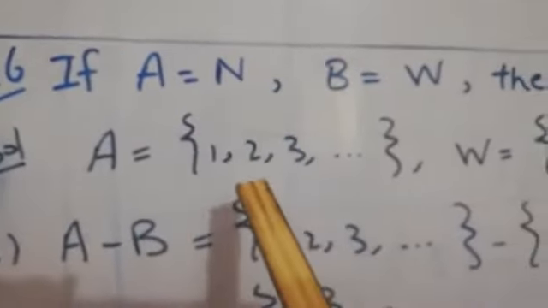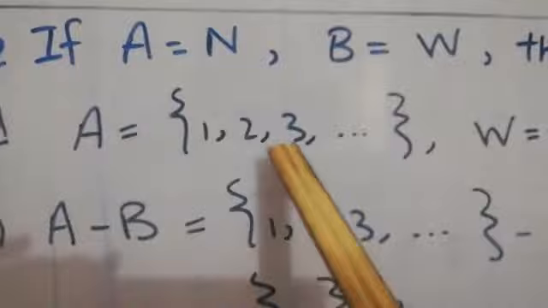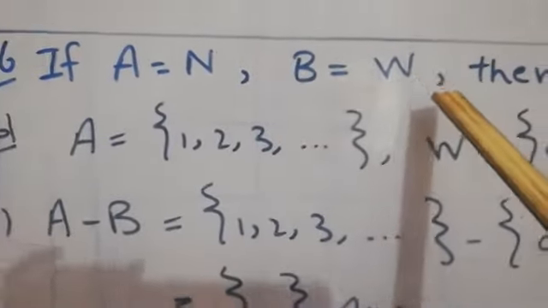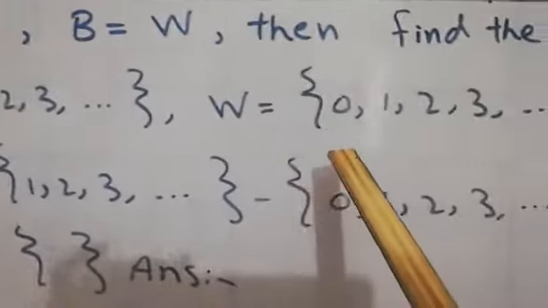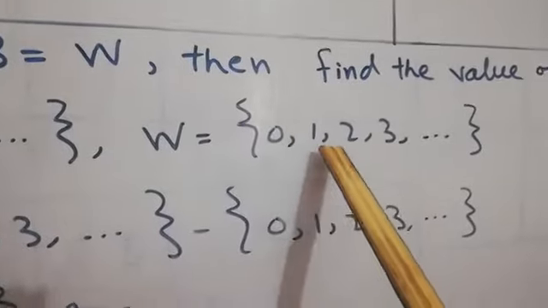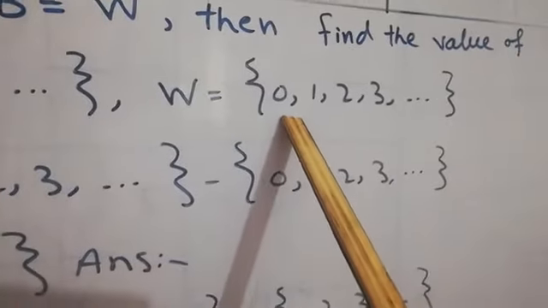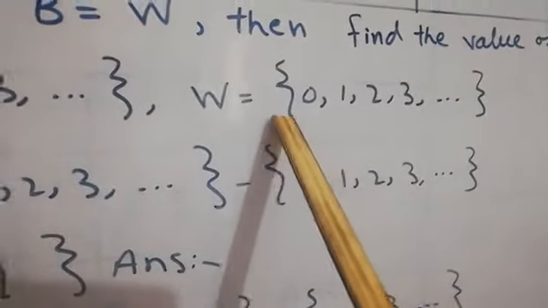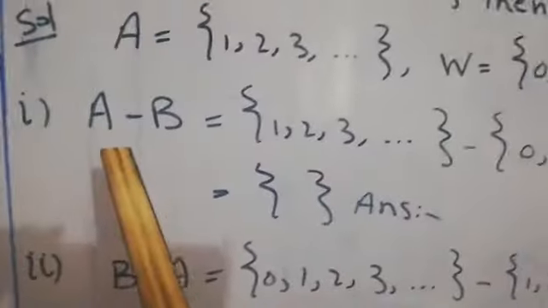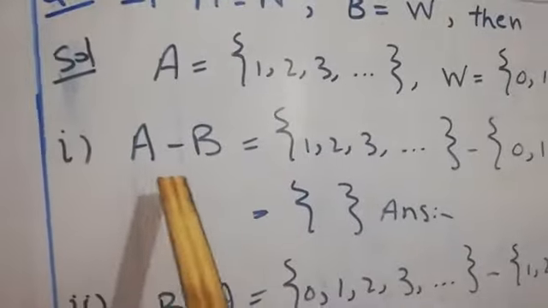Now move to the last question of this exercise. If A equals N, N means natural numbers, which start from 1, 2, 3 up to so on. B equals W, W means the set of whole numbers, and whole numbers start from 0. So we will write these two sets in tabular form, and then the first operation is to find A difference B.